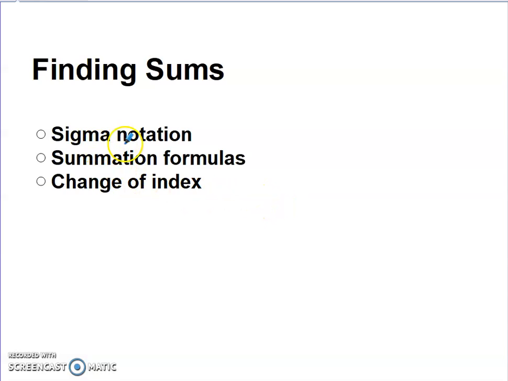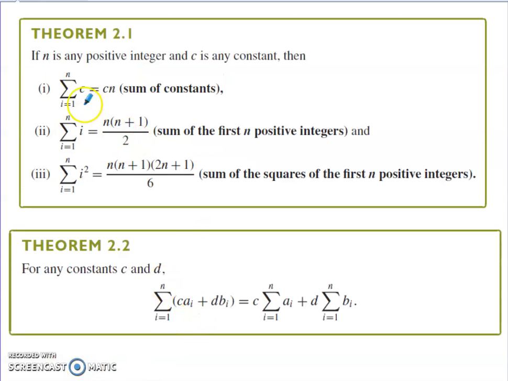So we'll talk briefly about sigma notation, summation formulas, and then the final example here will show what is involved with what's called a change of index. So if we have a summation, it's denoted mathematically with the capital Greek letter sigma. The index here is i. i is beginning at 1 and i is ending at n.